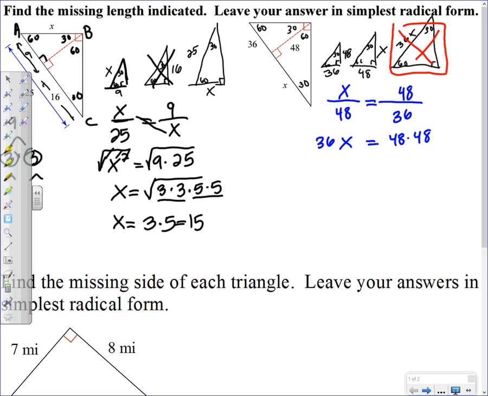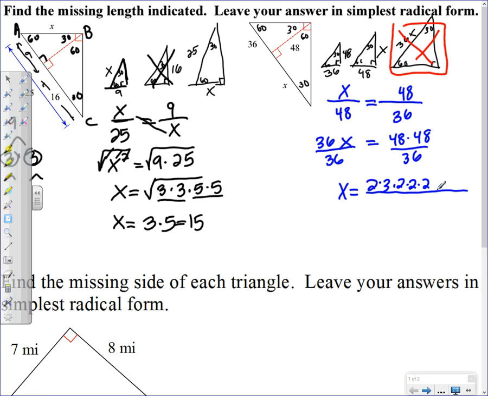Leave it like that. I don't want to multiply it. I don't want to use a calculator. Now get the x by itself. Divide by 36. So x is equal to, I don't want to use a calculator, so I want to do the following. Factors of 48 is 6 times 8. Factors of 6 is 2 times 3. And factors of 8 will be 2 times 2 times 2.